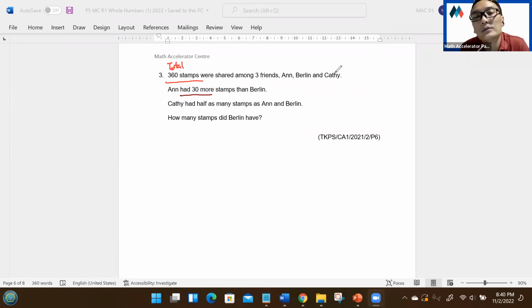Then the next thing we need to do is Kathy has half as many stamps as Anne and Berlin. So how many stamps did Berlin have? So now, this is half. So later we will have to illustrate this part as well. So the first thing is, we're going to draw a model between Anne and Berlin. So Anne and Berlin.